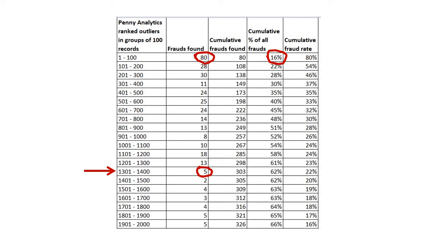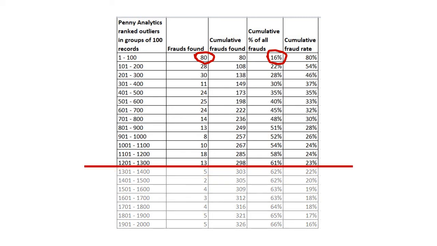In practice, we do not want too many false alarms since each suspicious case needs to be worked. So, a good cutoff would be to work the first 1300 outliers only. This would give us a marginal fraud rate of 13%, an overall fraud rate of 23%, and would capture 298 frauds, that's 61% of all frauds. Furthermore, the fraud analysts would have access to the outlier ranks and reason codes when working their lists.